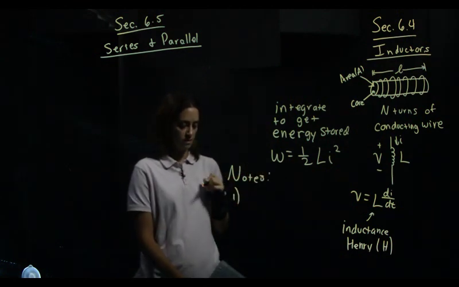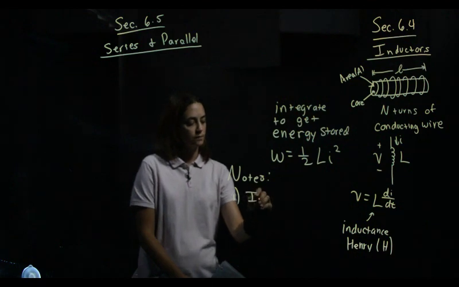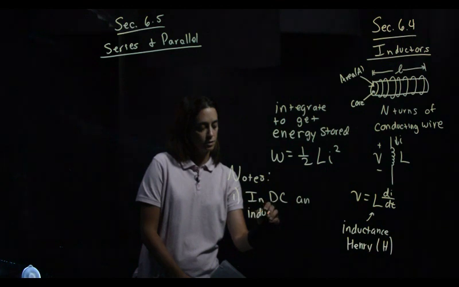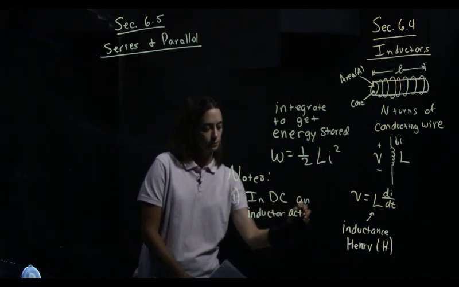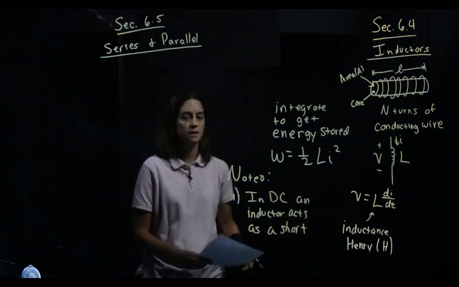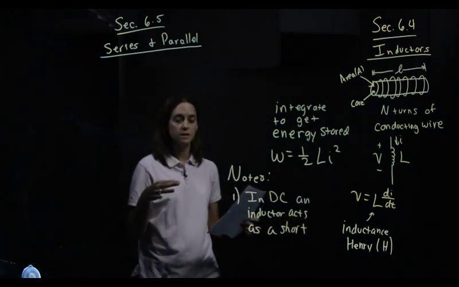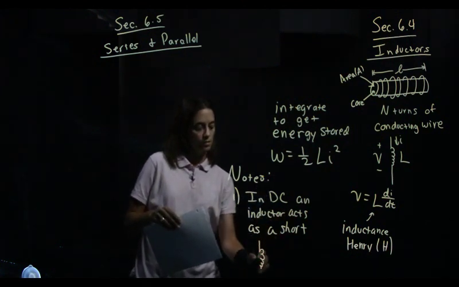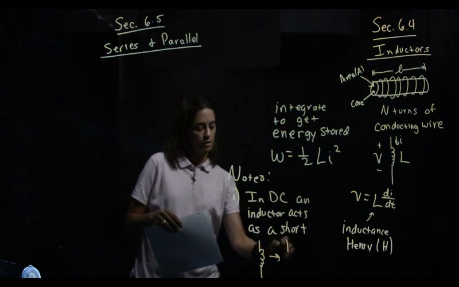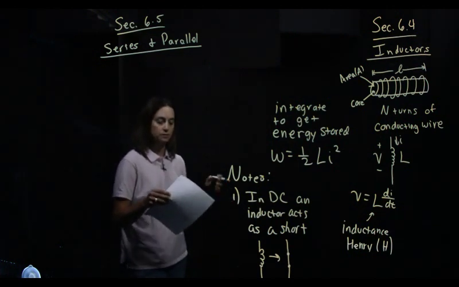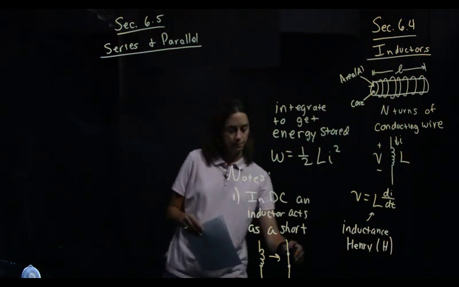One is its behavior in DC. In DC, an inductor acts as a short. So wherever you see an inductor in a DC-only circuit, you can replace it with a short circuit. So remember, that's just saying, here's our inductor. I can replace it with a wire, a short circuit. That gives us a 0 voltage, right? If we have a short circuit, that's a V equals 0.